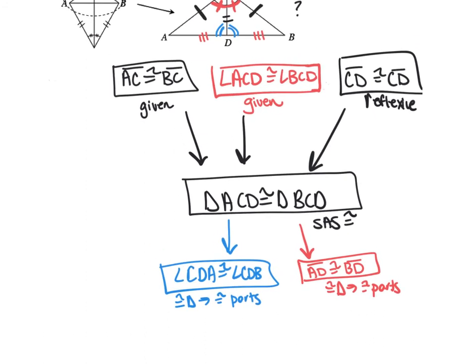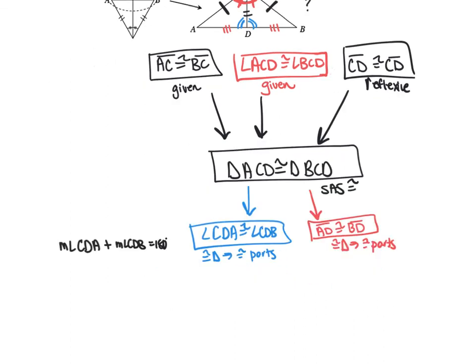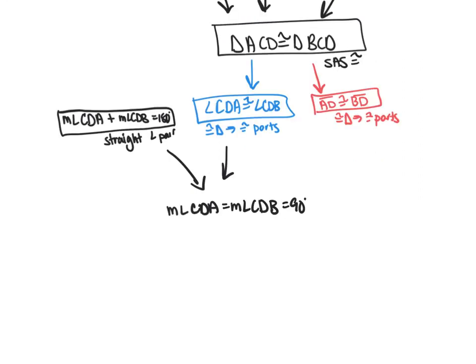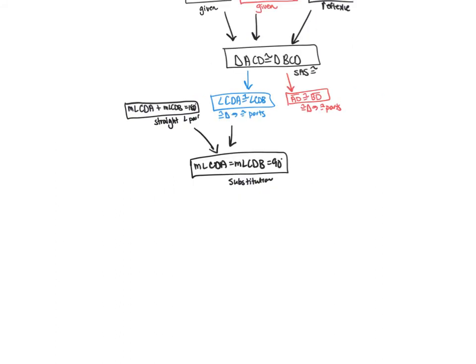Now, if I want to say that they're 90 degrees, I need to include a couple other facts that actually have nothing to do with the triangles. And that's the fact that those two angles together make a straight angle pair. I know that they equal 180 degrees because they are a straight angle pair. If I know that they equal 180 degrees together, and I know that they are the same, then I can say, putting these two pieces of information together, that they both have to equal 90 degrees. And that would just be by doing a substitution.